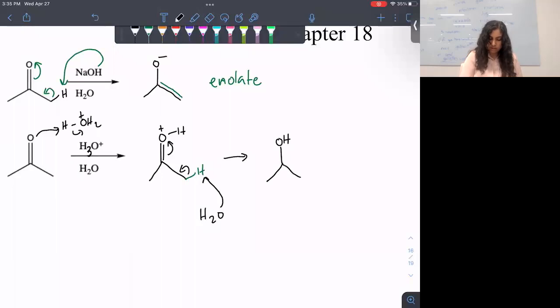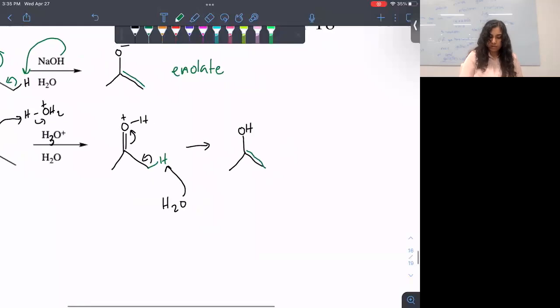So instead of an alkoxide this time, you have an alcohol. So you have the alcohol and then your alkene. So this is your enol. So we skip the enolate and go straight to the enol form. And then the keto and enol forms are at equilibrium in solution. It's just going between enol and keto.